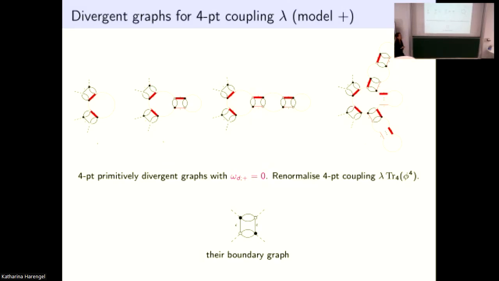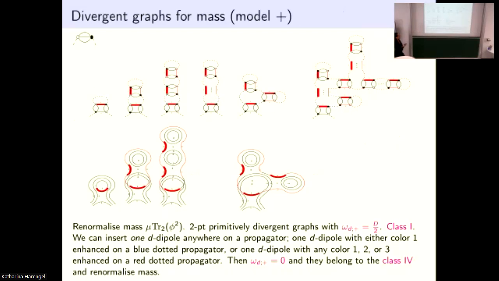Is the number of primitively divergent 4-point graphs infinite? Yes. And for the 2-point? Also infinite. Yes. I'll show you on the next slide. These are the ones that renormalize the mass. This is not the end, I just show you some illustrations. There are many more. This is the one-loop one, and then you can insert the enhanced melonic one in this manner and that manner. This is the stranded notation, and that's the color notation. They're the same.